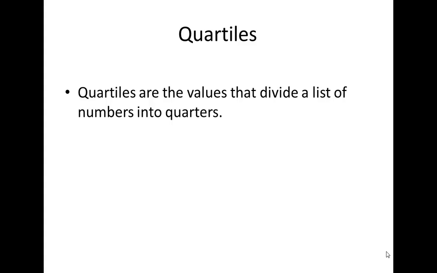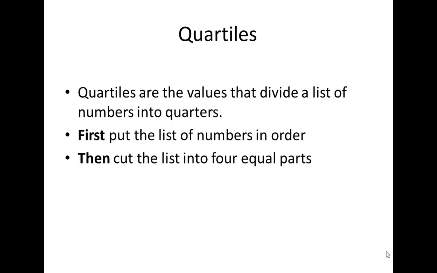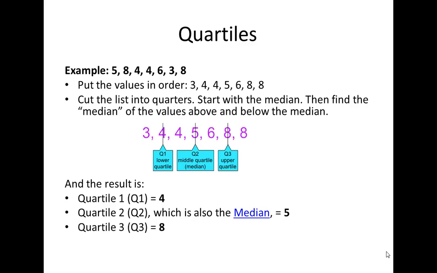Quartiles are the values that divide a list of numbers into quarters. First, put the list of numbers in order from least to greatest. Then, cut the list into 4 equal parts. The quartiles are at the cuts. Let's look at an example.